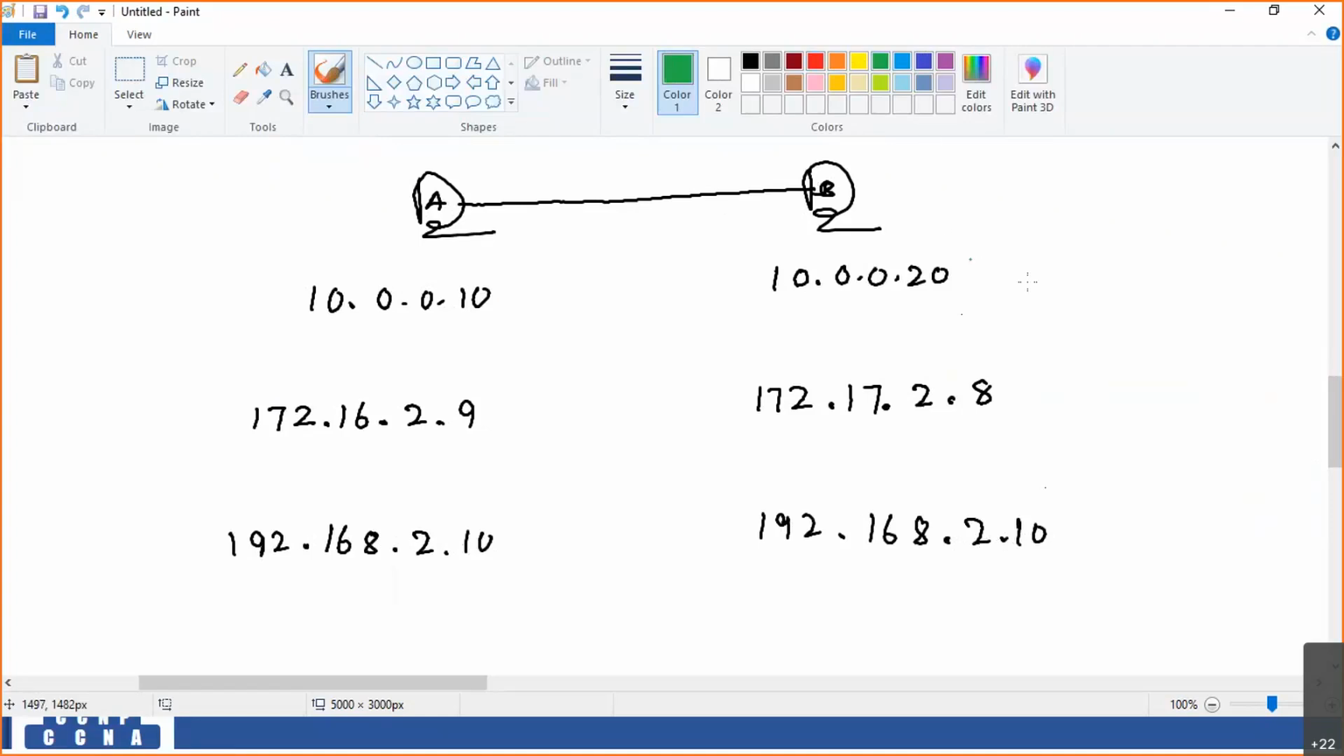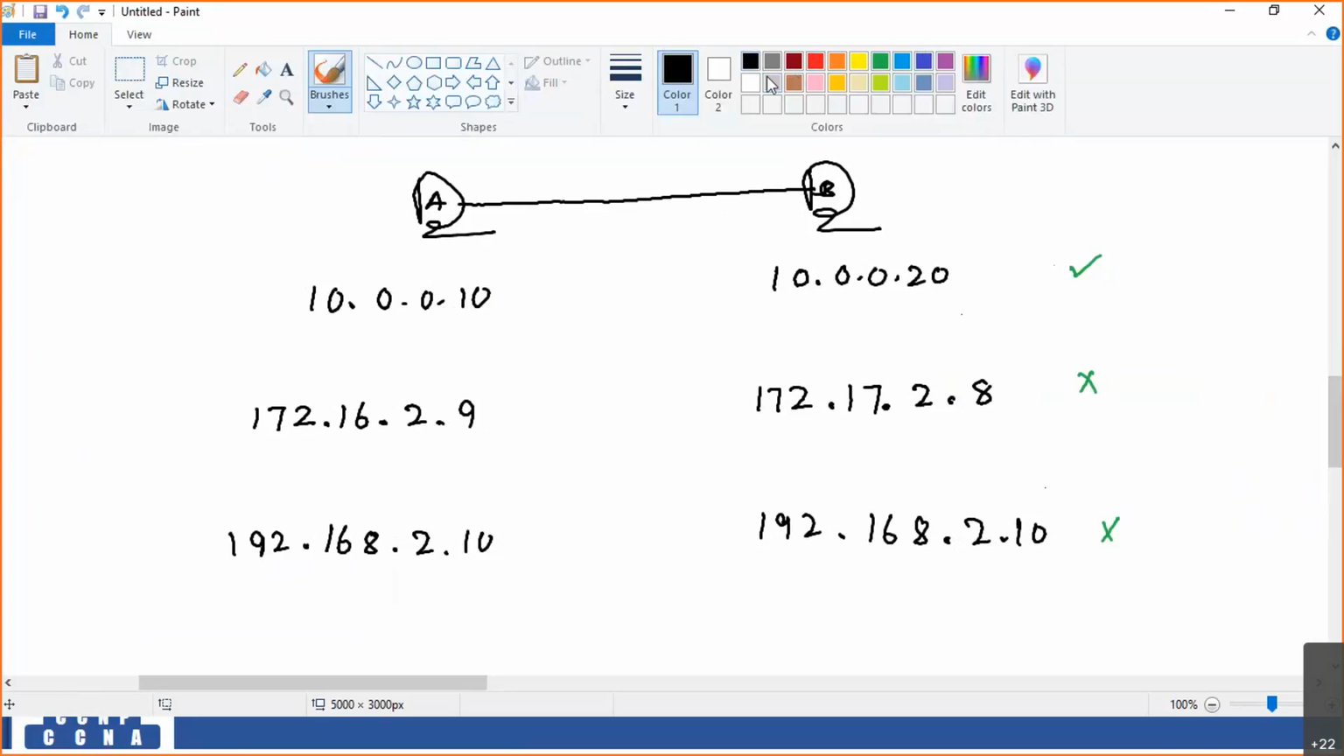First case answer, please. Will they communicate? Yes. Second case? No. Third case? No, same IP.